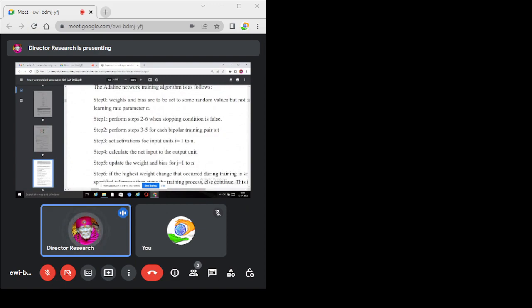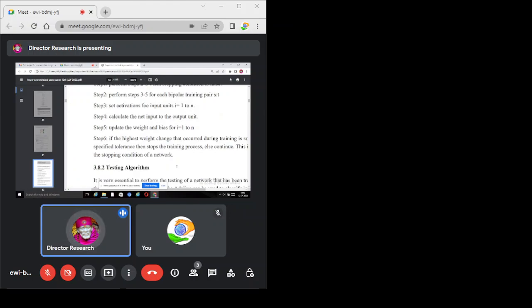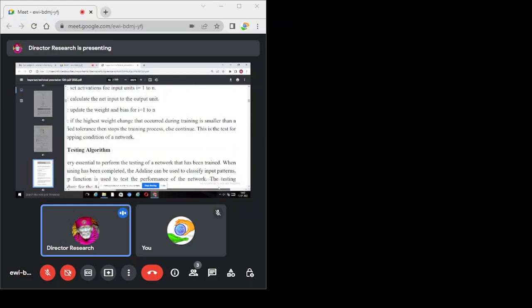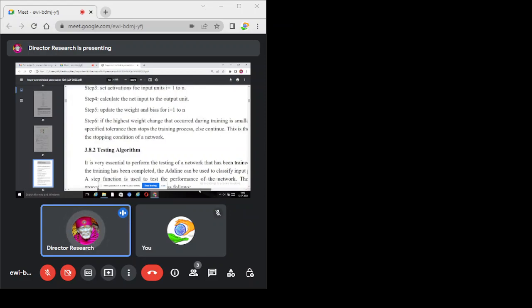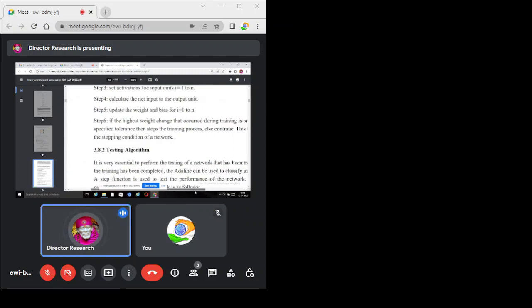Step 2: perform steps 3 to 5 for each bipolar training pair. Set activation for inputs i = 1 to n. Calculate the net input to the output unit. Update the weights and bias. If the highest weight change that occurred during training is smaller than a specified tolerance, then stop the training process, else continue. This is the test for the stopping condition of a network.